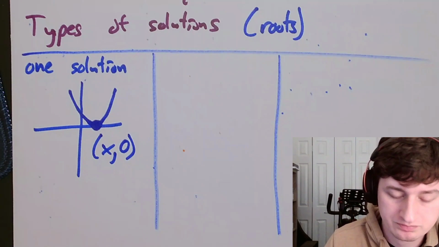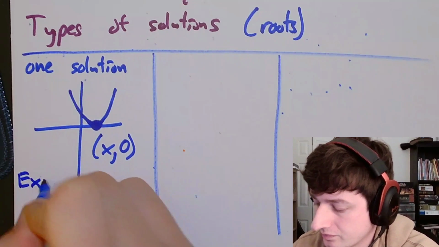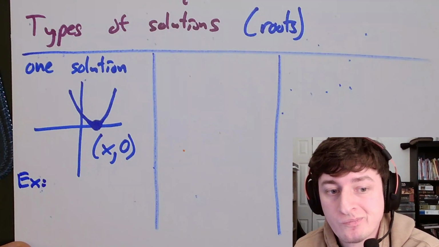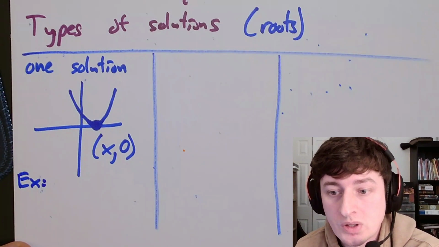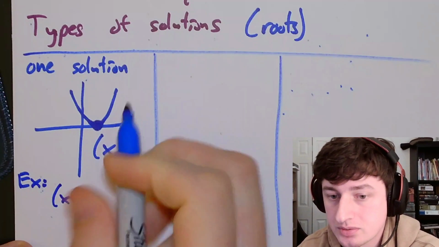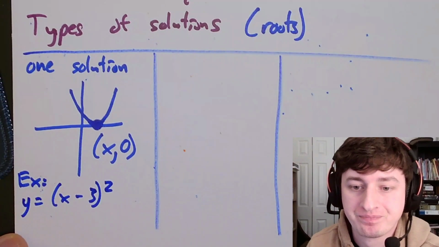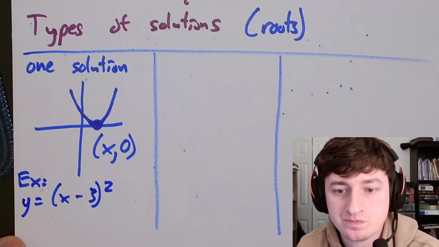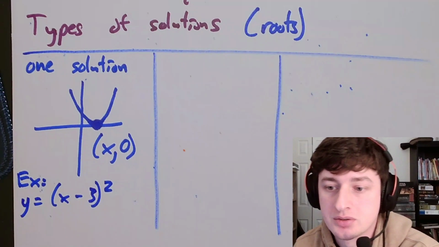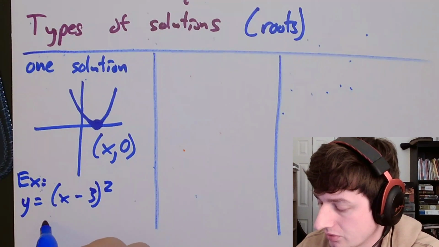So there's one solution. This would look like y equals x minus 3 squared. All right, we moved it 3 to the right, but it didn't move up. So the vertex is the solution. So for this, the solution is 3, comma 0.